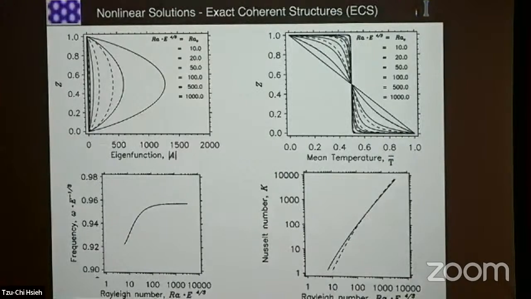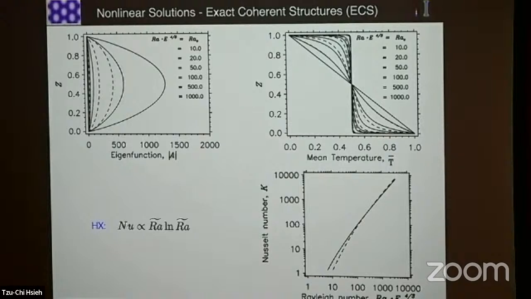If you work with the equations, you can actually show that it scales at large Rayleigh number in this way, in terms of the Rayleigh number and log Rayleigh number. So that's a way of characterizing the single mode solutions here. Okay, so those are the structure of single mode solutions, and they kind of provide the skeleton for the space.